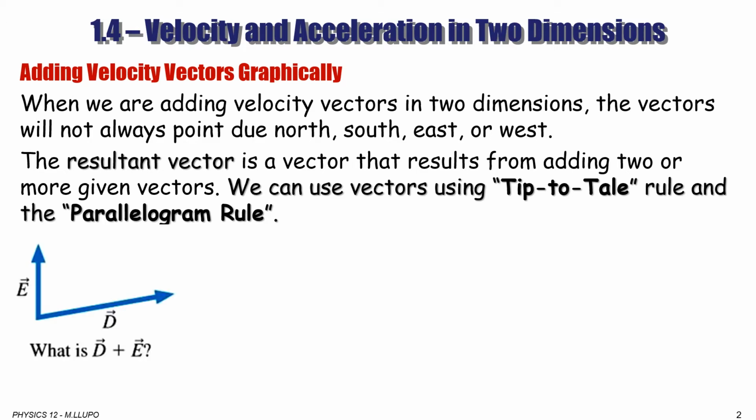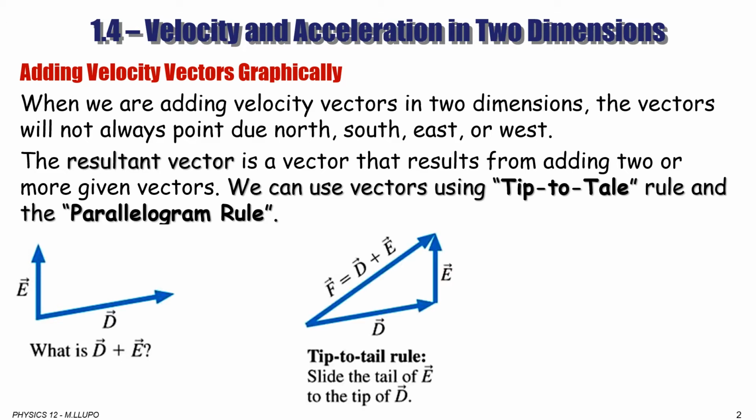Earlier we talked about this as displacement, but it applies to any vector, and velocity as well. Let's say that we have two velocities, one E and one D, so there are two vectors. How do we use the tip-to-tail rule? Exactly the same as we learned before. You can just move or slide the vector E where the tip of the vector D is, and then you can join the tail of the vector D, which is the first one, with the tip of the vector E, which is the last one.